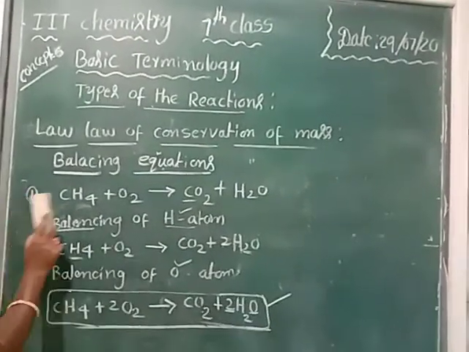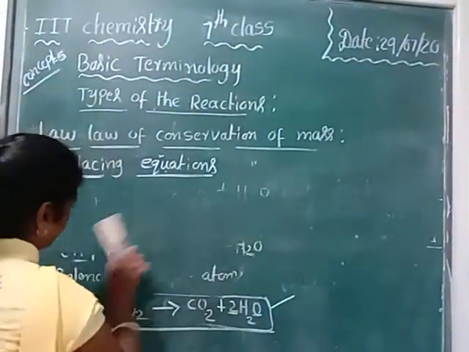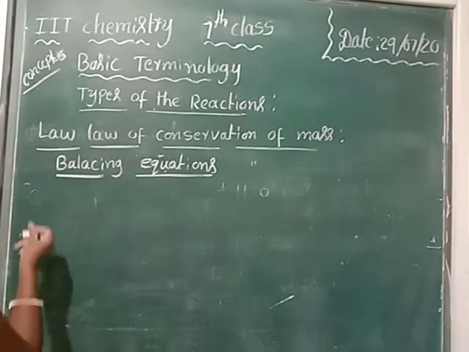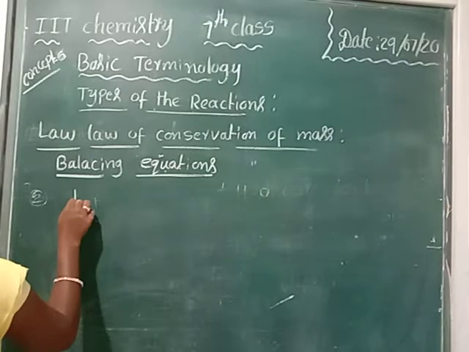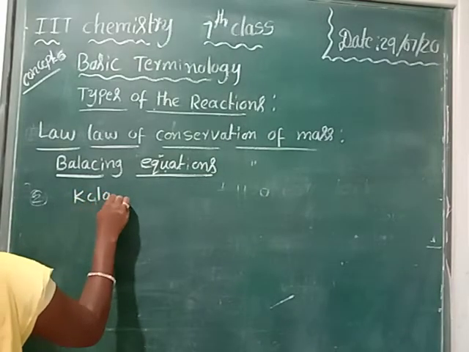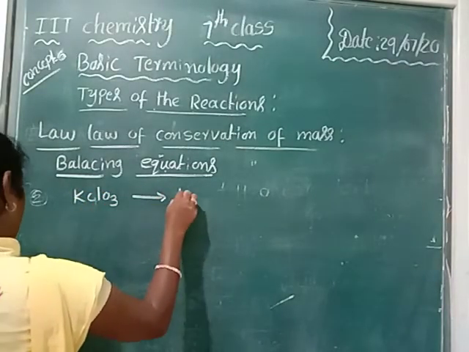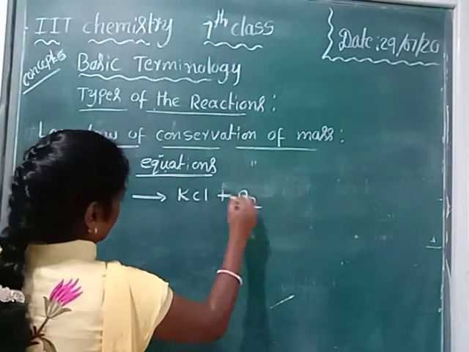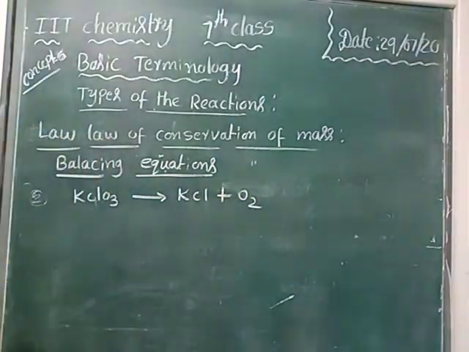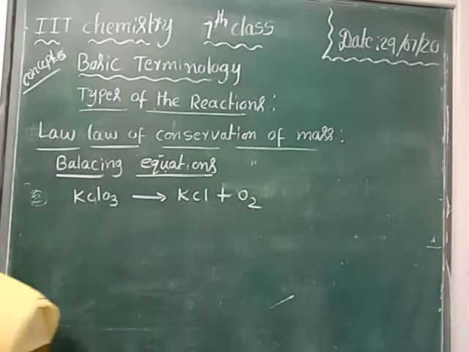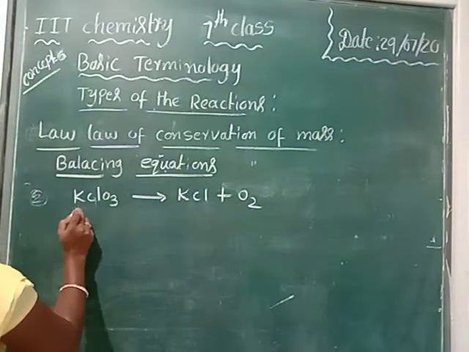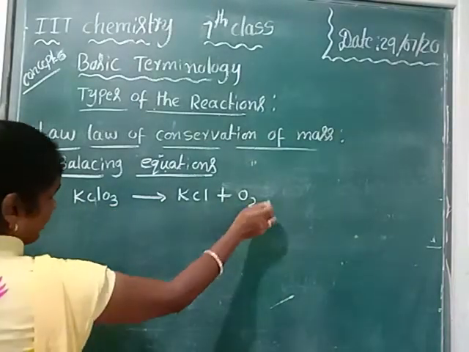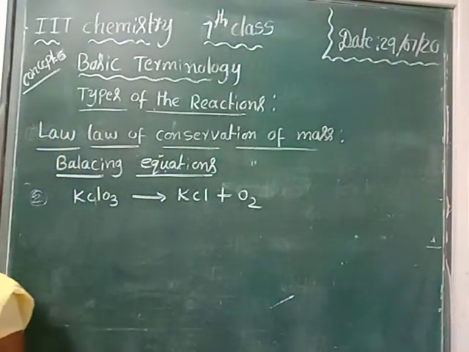Next example, the second example. All of you write down: KClO3 gives KCl plus O2. This is also an unbalanced equation. Here 1 potassium, here 1 potassium, here 1 chlorine. Here 3 oxygens, here 2 oxygens. This is also an unbalanced equation.